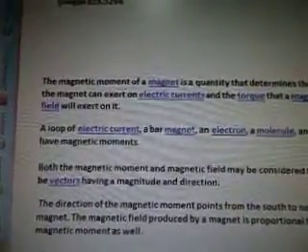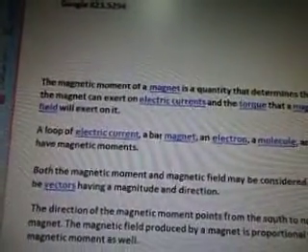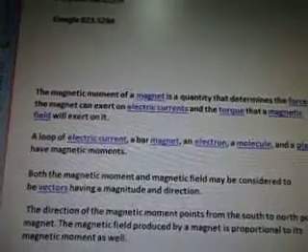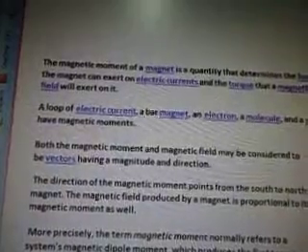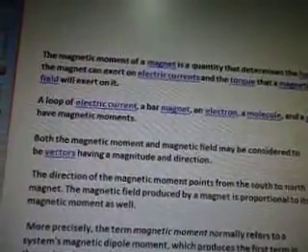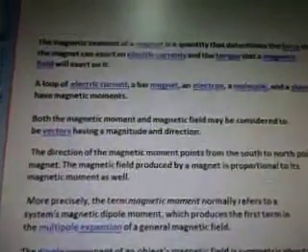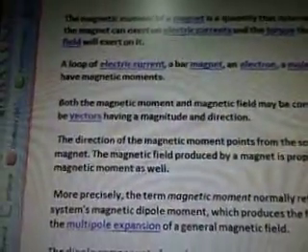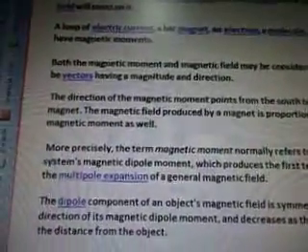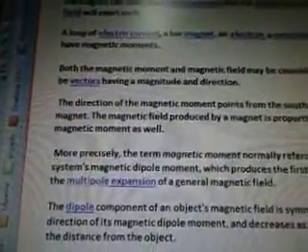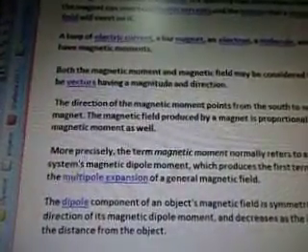So the magnetic moment of a magnet is a quantity that determines the force that the magnet can exert on electric currents and the torque that a magnetic field will exert on it. A loop of electric current, a bar magnet, an electron, a molecule, and a planet all have magnetic moments. Both the magnetic moment and magnetic field may be considered vectors having a magnitude and direction. The direction of the magnetic moment points from the south to north pole of a magnet. The magnetic field produced by a magnet is proportional to its magnetic moment as well.